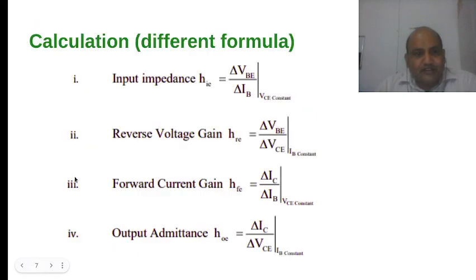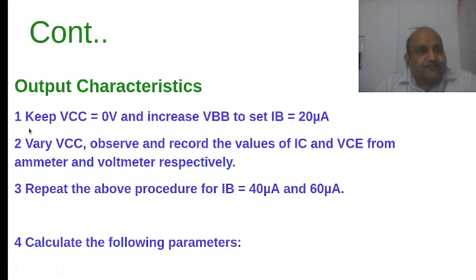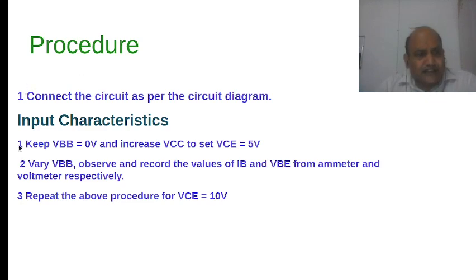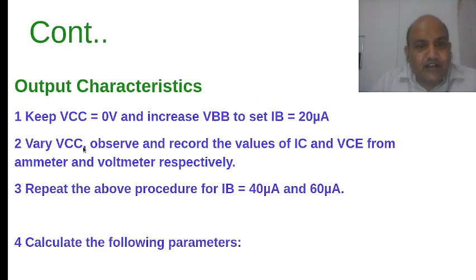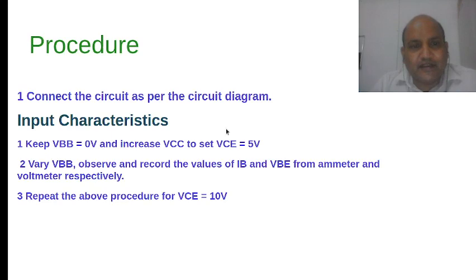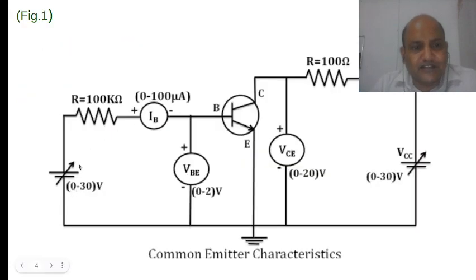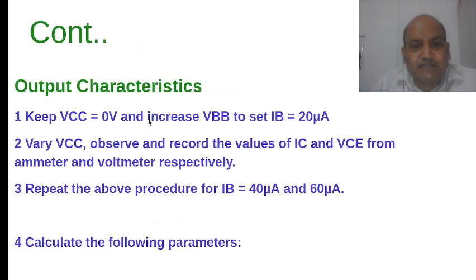Second procedure. What I just discussed was the input characteristic. When you want to generate the input characteristic, you can use this procedure. When you want to calculate the output characteristic, you first fix VCE equal to 0 volt, and VBB here, this voltage you have to increase such that IB becomes 20 microampere. IB becomes 20 microampere. Now vary the VCC.